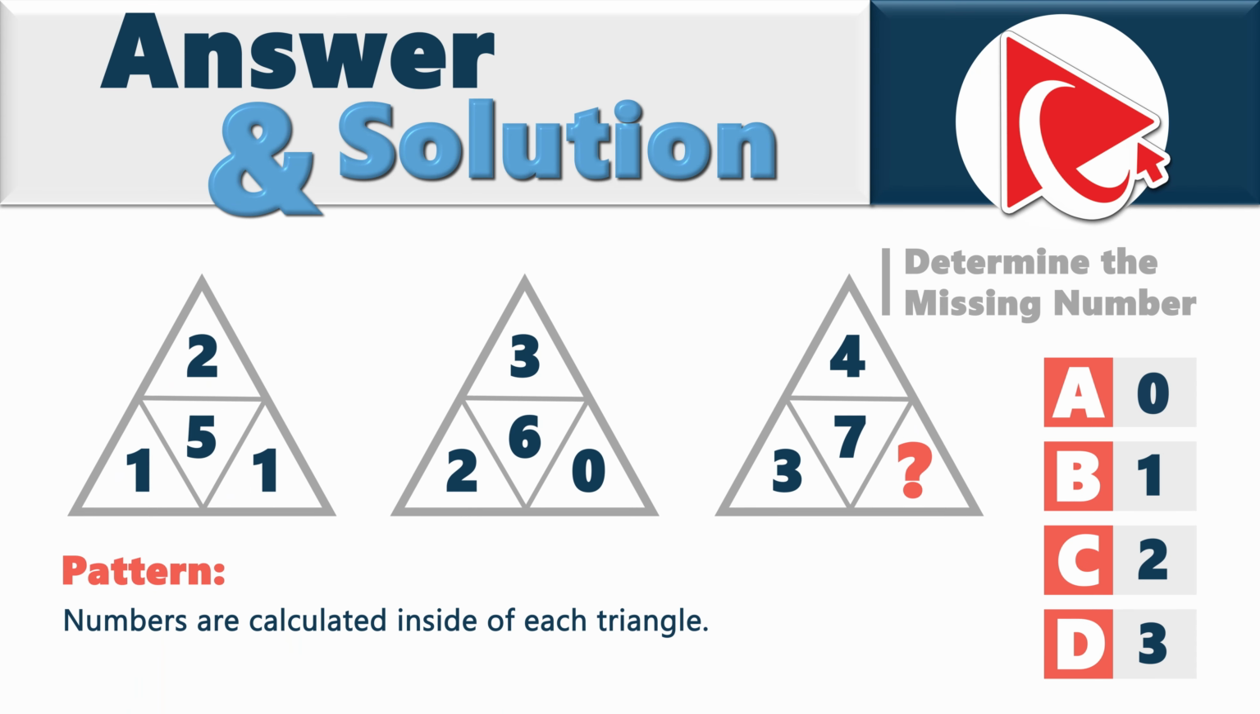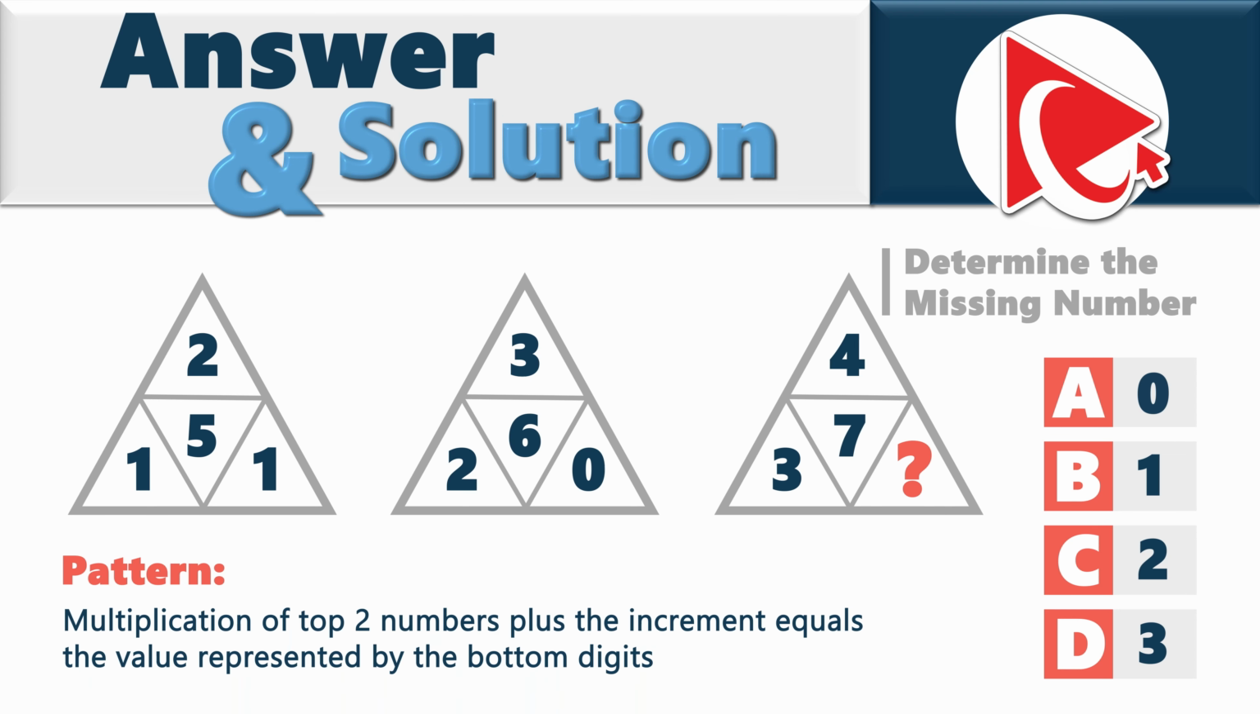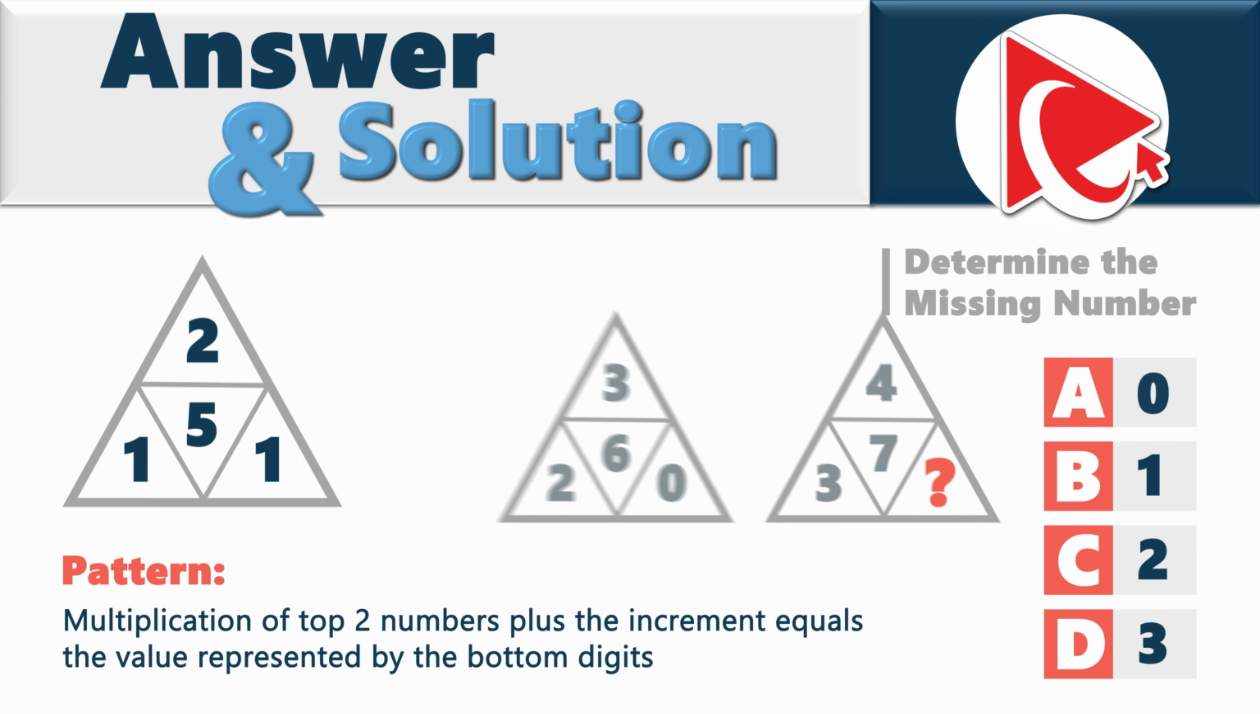The numbers here are calculated inside of each triangle, not across the triangles. In fact, the pattern here is that multiplication of the top 2 numbers plus the increment equals the value represented by the bottom digits. Let's look at the example.